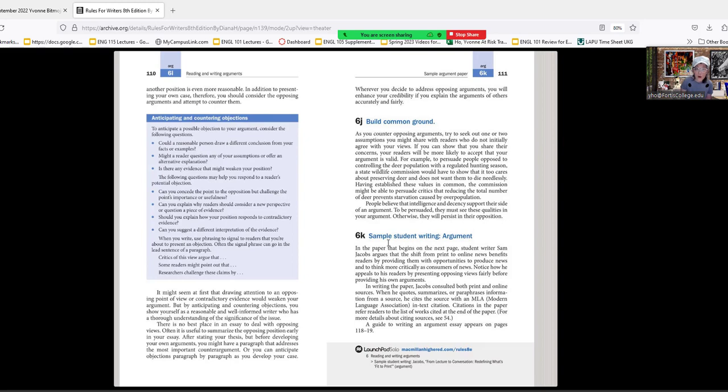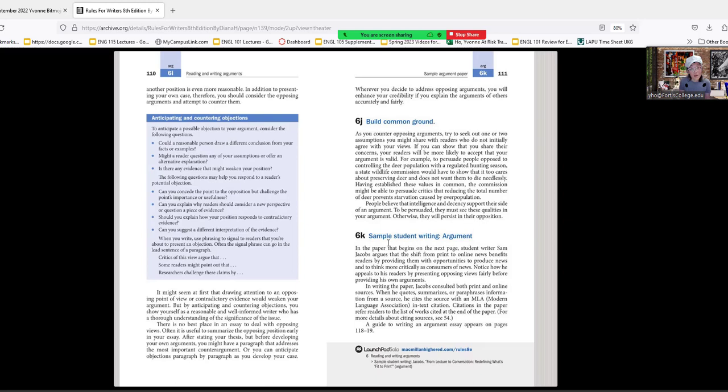Critics of the view argue that. Some readers might point out that. Researchers challenge these claims by. So when you want to do a sentence starter of what the other side thinks, you can use "critics of the view argue that" as your sentence structure.